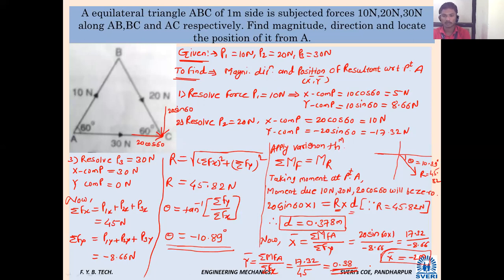X bar and Y bar. What is the value of X bar? Minus 2 and Y bar 0.38. So here I will write X bar equal to minus 2 meter and Y bar equal to 0.38 meter. So these are the answers.